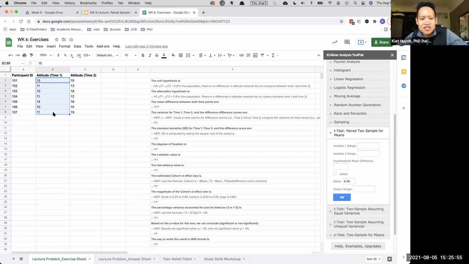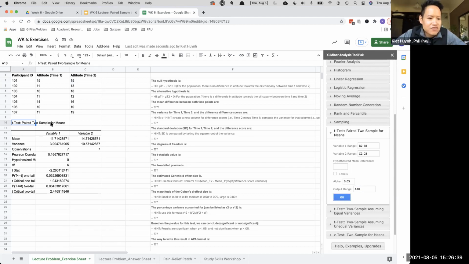We select it on our Excel sheet, or Google Sheet, and then we click on here, and then it automatically inputs the reference cells, which is B2 to B8. For the second time point, we again select all the values, click on variable 2 range, and it says C2 to C8, which means that all these cells are selected from C2 to C8. Then for the output range, we just click basically anywhere on the screen where we want the table to be pasted, and then we click on the output range box, and it says that the output table will be pasted at cell A10. Then hit OK.